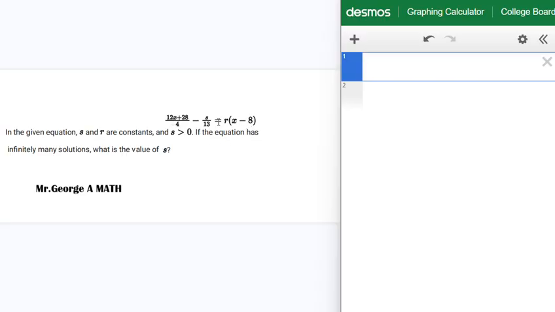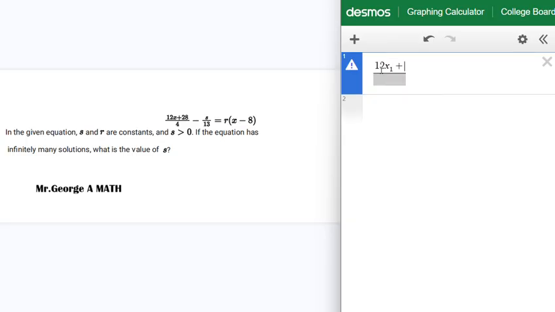I said before we need to find the value of r, which is the coefficient of x, because this has infinitely many solutions, so they have the same slopes. So over here, the r is 12 over 4. This is the coefficient of x, 12 over 4, which is going to be 3.